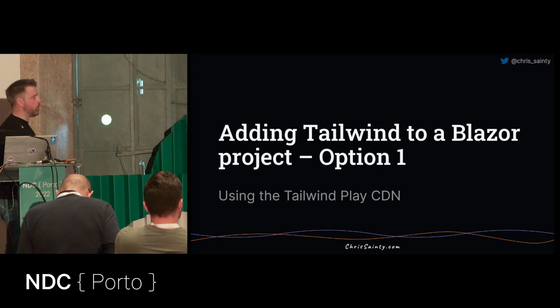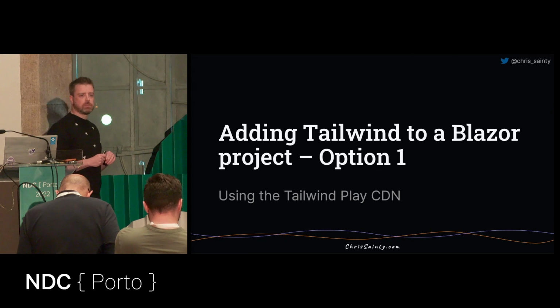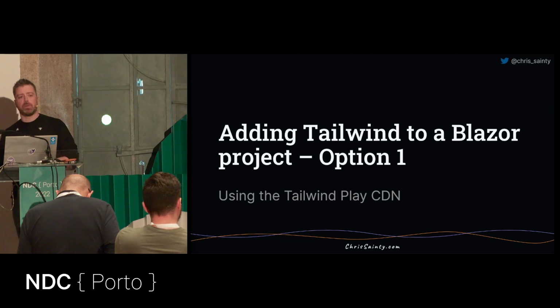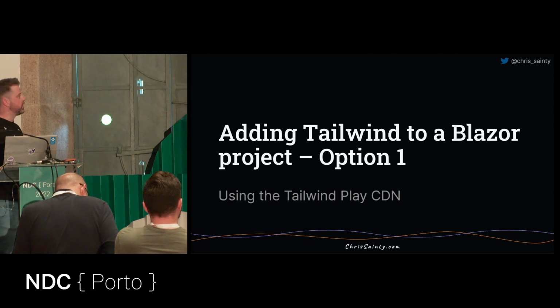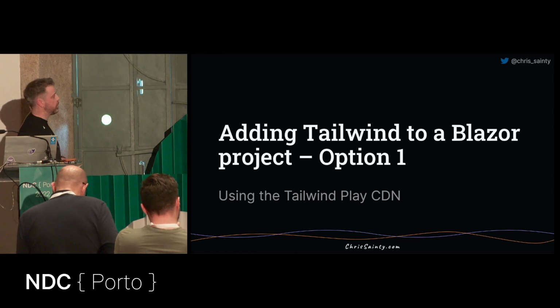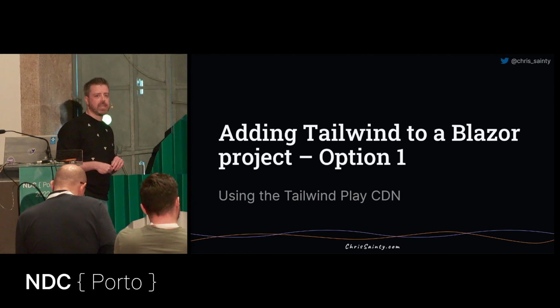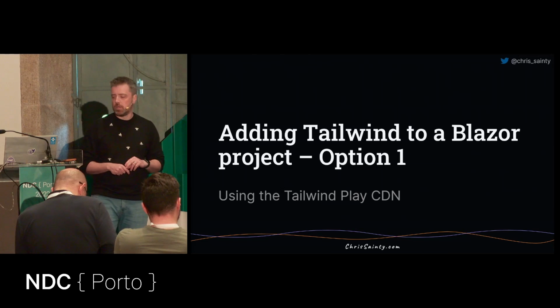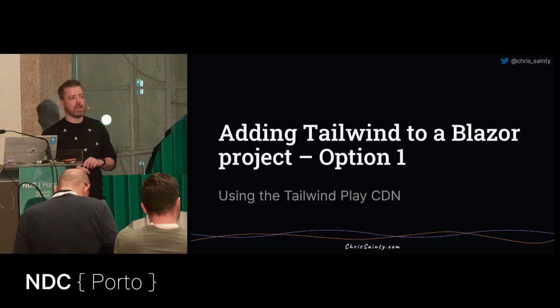So now we've kind of learned a little bit about the basics of Tailwind. Let's talk about how we would actually start to use Tailwind with Blazor. There's two options we're going to look at. The first one is Tailwind's Play CDN. This is a new thing that came out with Tailwind v3, which came out sort of tail end of last year. And it's really quite impressive.